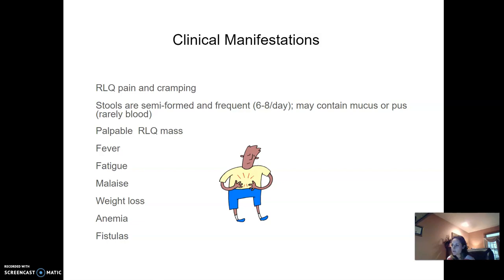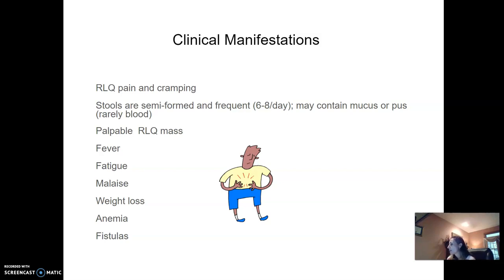They may have fever, especially if they're having an exacerbation of this, fatigue, malaise, which just means they're not feeling well. Because they have all that diarrhea and malabsorption, they're going to have some weight loss and possibly anemia. And then a fistula is when there's an opening between two organs that are not compatible with each other, so you may see that happen with the bowel and the bladder or the bowel and the vagina. That can lead to infections, and it's just really uncomfortable.